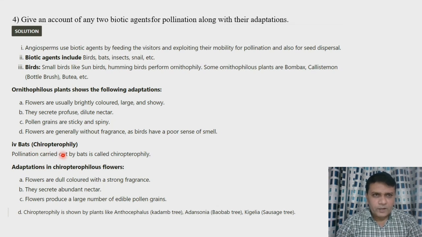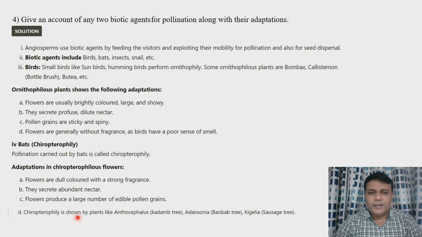Now the second type, that is chiropterophily. Chiropterophily means the pollination carried out by bats. The adaptations in chiropterophilous flowers are that the flowers are not attractive or they are dull colored and they have a strong fragrance or scent. Then they produce a large amount of nectar. Flowers also produce a large number of edible pollen grains on which the bats feed.